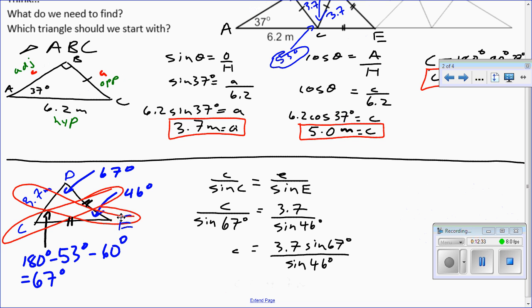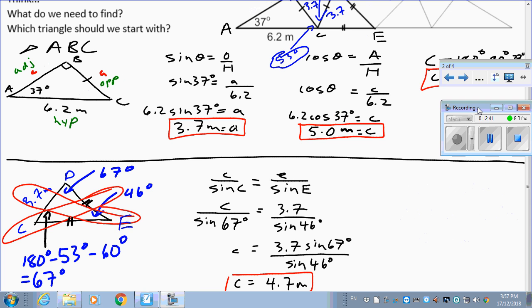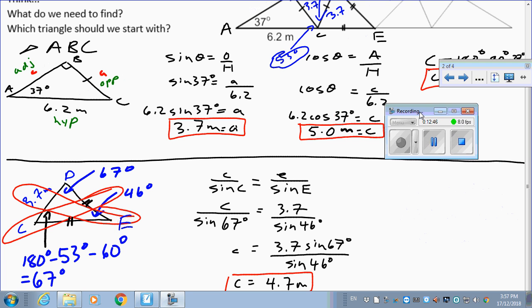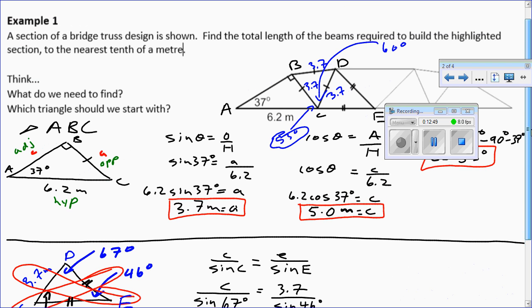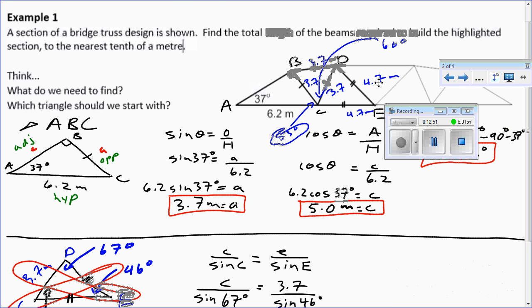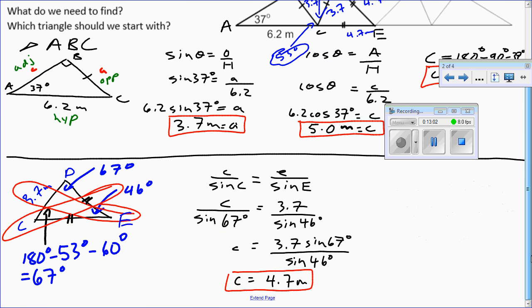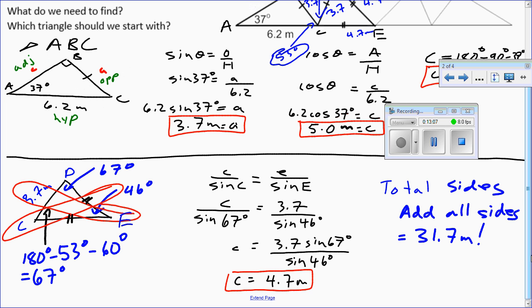Multiplying by sine of 67 to both sides, we end up with this equation, which gives us 4.7 for our total number of meters for our truss. Now, I'm just going to go back up here and quickly make sure everything is labeled. The last thing that we have to do is, because we need to know the total amount of material needed for that truss, all we're going to do is add up all that information. So the total sides are going to add up to 31.7 meters.